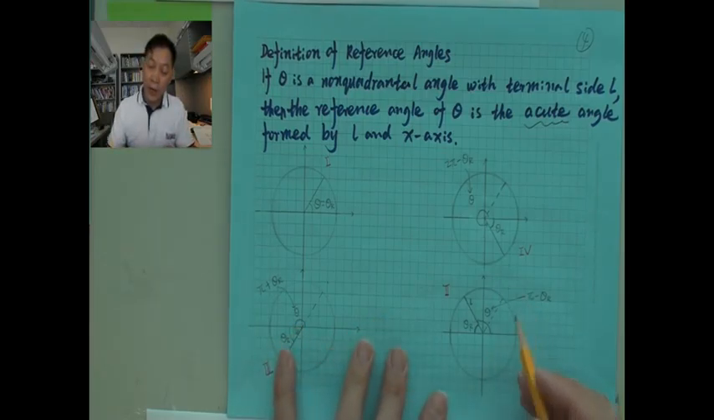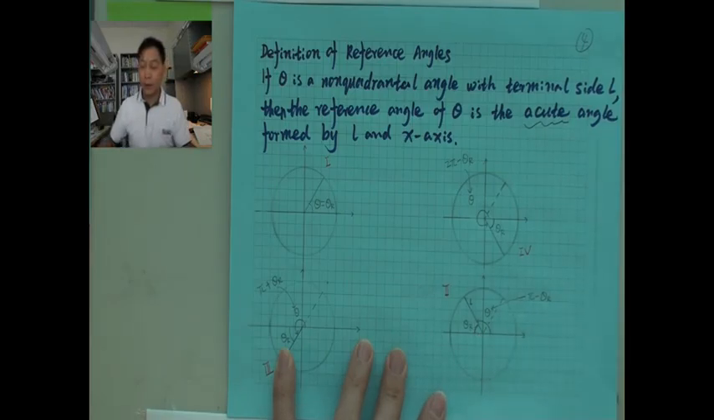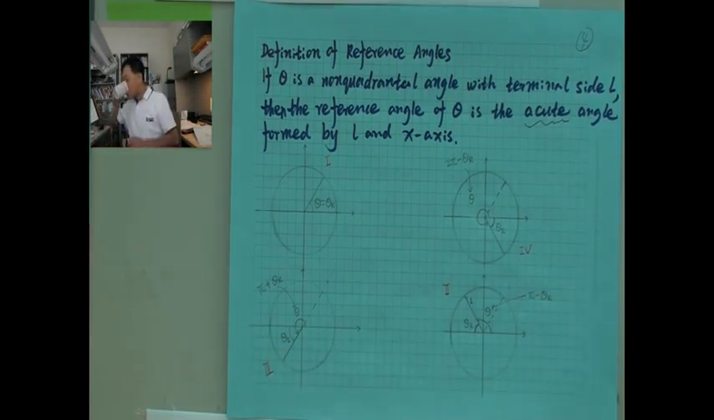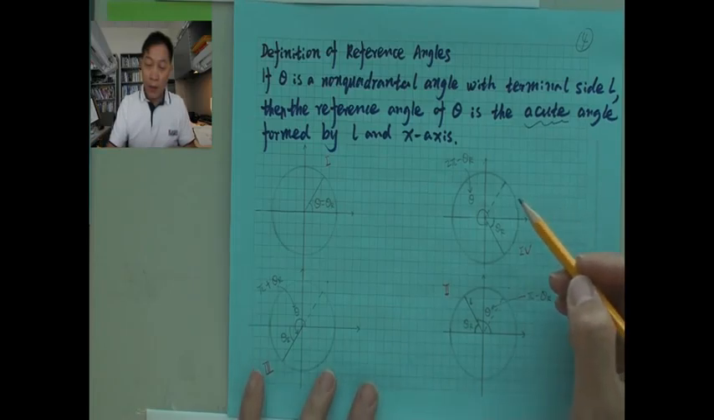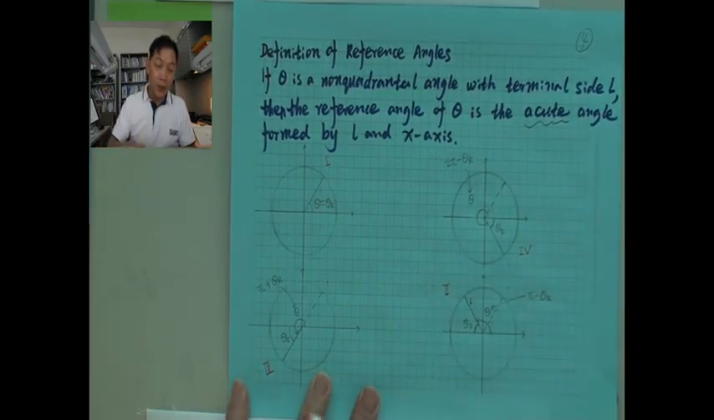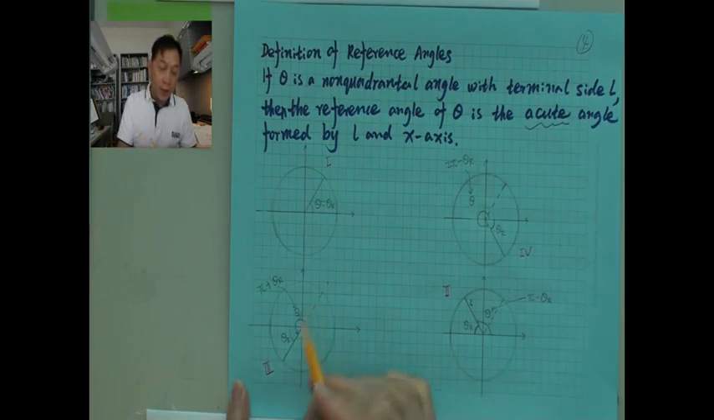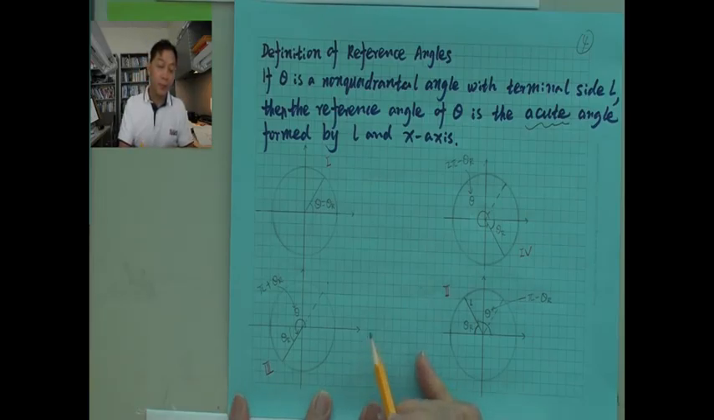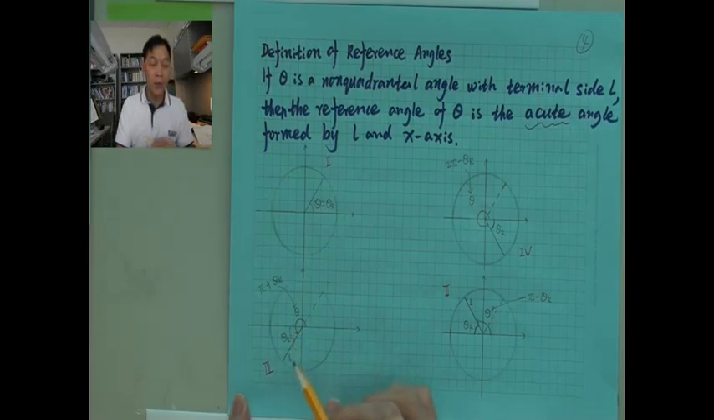Alright. Now, I like to draw this dotted line to find another angle which is equal to this reference angle. That's in the second quadrant. In the third quadrant, theta is from here to here. What's the reference angle? The terminal side L is down in the third quadrant. Then between L and the x-axis is this acute angle. So this acute angle is called the reference angle.